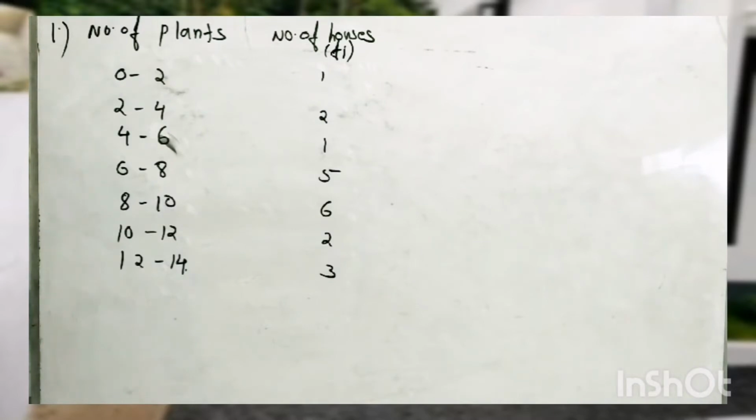Here, I'm going to use the direct method because the numerical values of the number of plants and the number of houses are very small. So, we can use the direct method to find the mean. You can use the assumed mean method, no problem. Here the values go only up to 14, small values. If you use the direct method, no problem. You can use the assumed mean method, that is up to you. Anyway, I'm going to use the direct method.